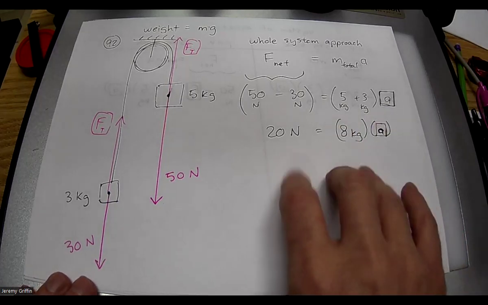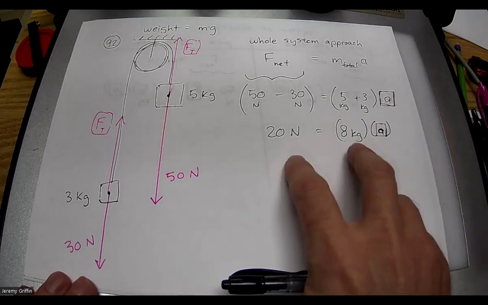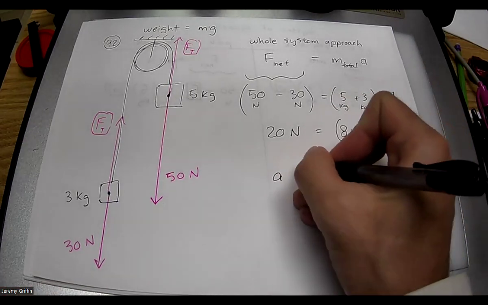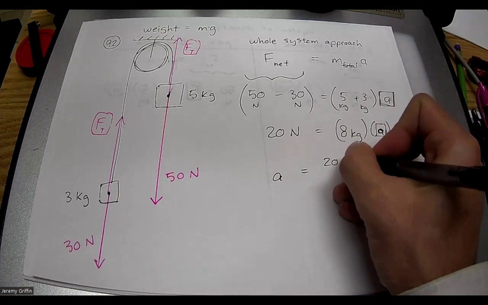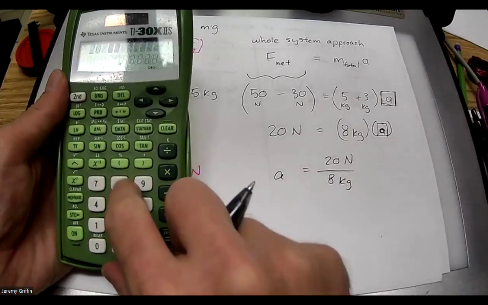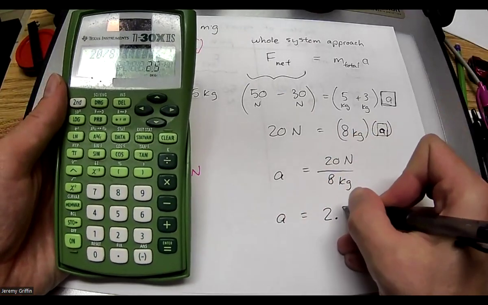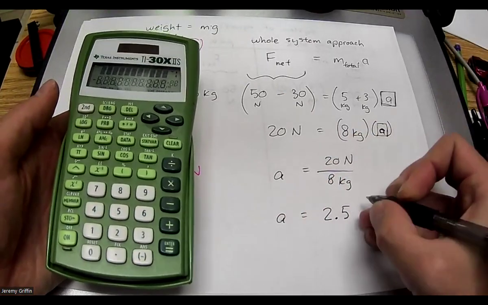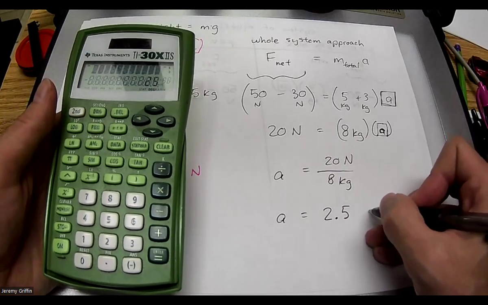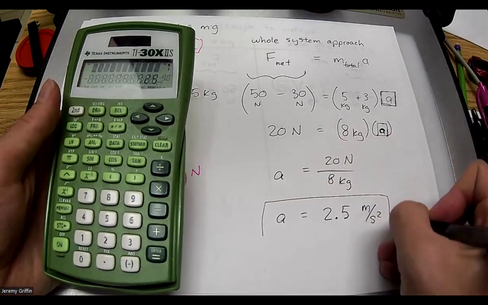We're one algebra step away from getting the acceleration. Guys, what's the one algebra step? Divide down 8 kilograms. So acceleration is whatever 20 newtons on 8 kilograms is. 20 on 8, I'm looking at 2.5. That's the number on my calculator screen. Guys, that's 2.5 what? 2.5 meters per second squared. There you go, because that's an acceleration.